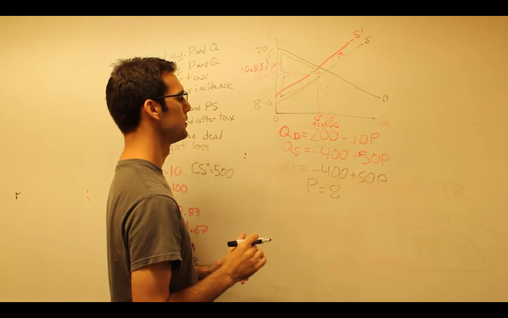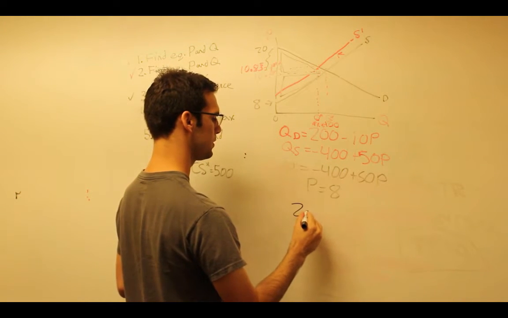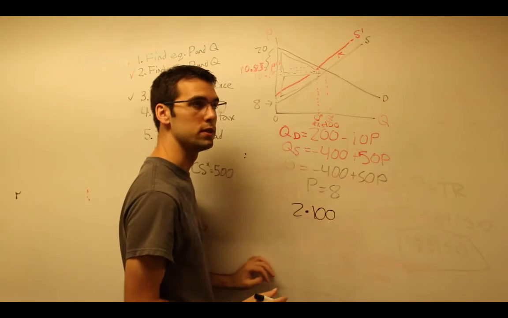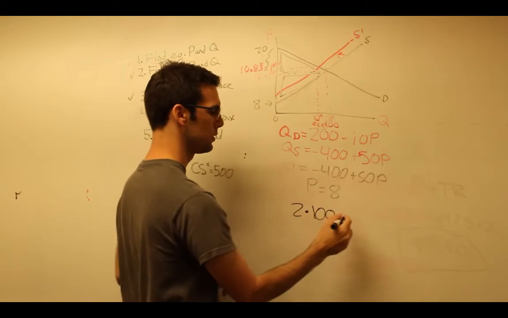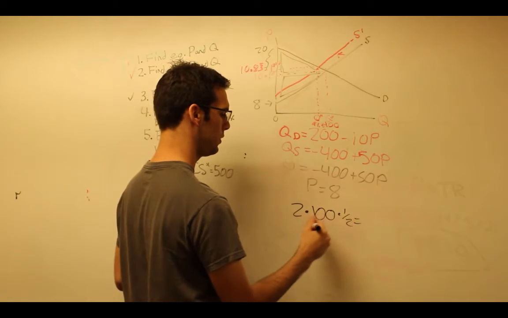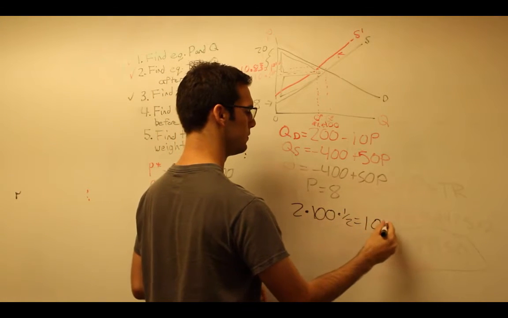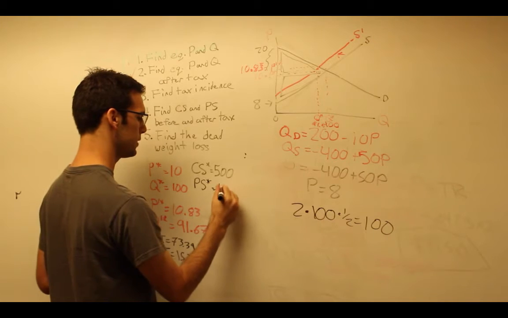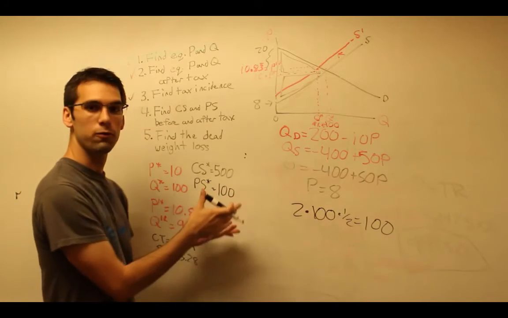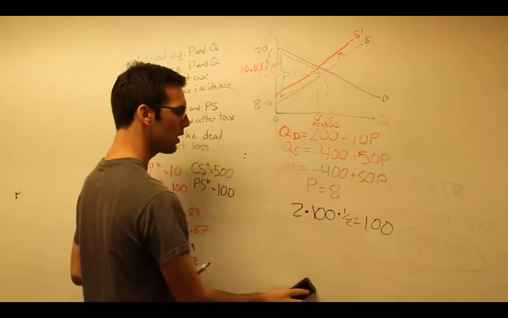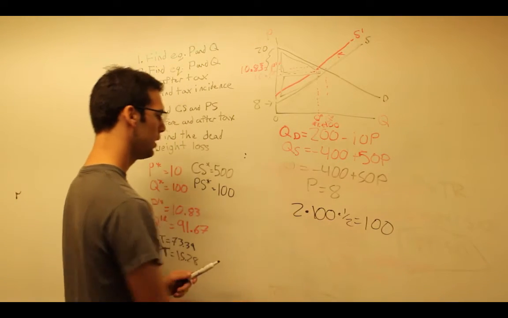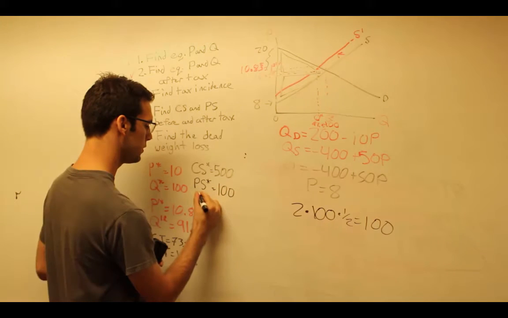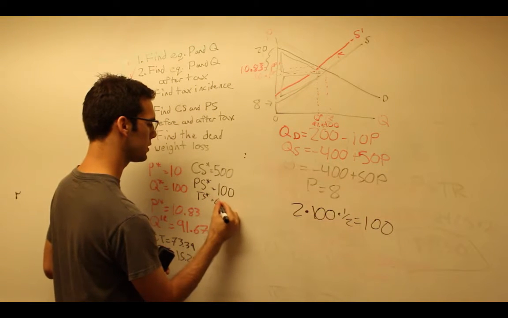Great. So 2 times, so this was the height, was 2, times 100, which is the base, times 1/2, equals 100. So producer surplus star is 100. And that's before the tax, okay? And then if we wanted to find the total surplus, it would just be 500 plus 100 for 600, right? Total surplus star equals 600.